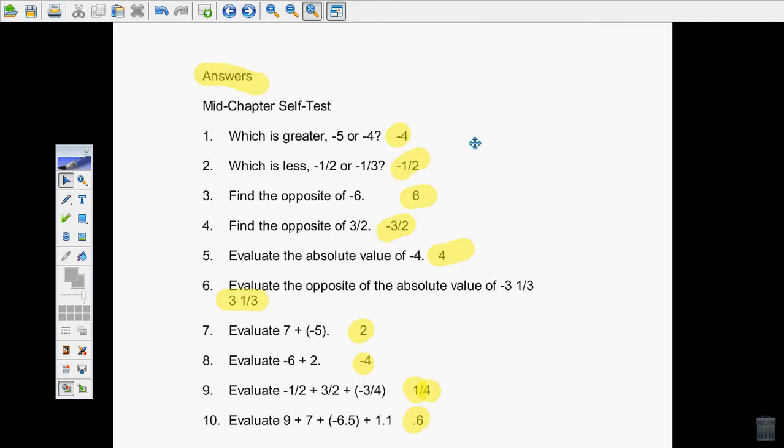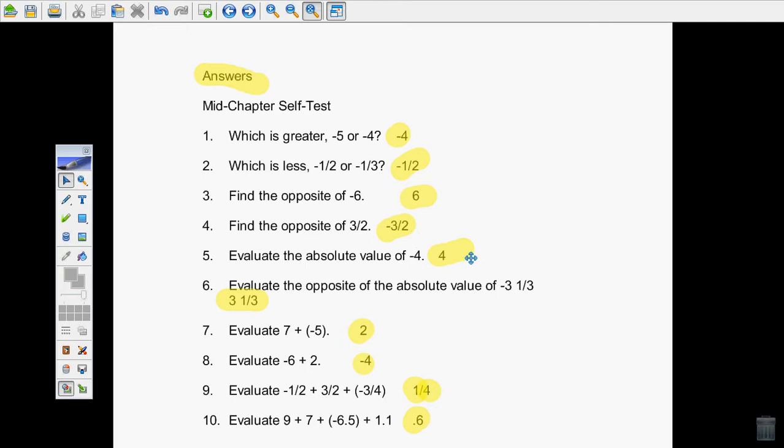All right, on numbers 1 through 10, you should have gotten -4 for number 1, -1/2 for number 2. Think about the number line. -1/2 would be between 0 and -1, and -1/3 is a little bit closer to 0. So that's why -1/2 would be less than -1/3. The opposite of a -6 is a +6. The opposite of 3/2 is a -3/2.